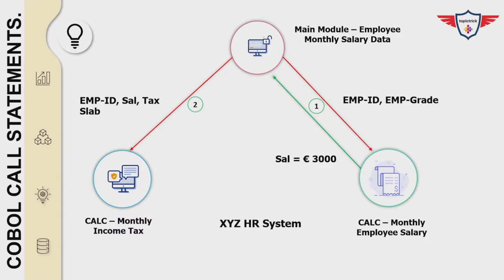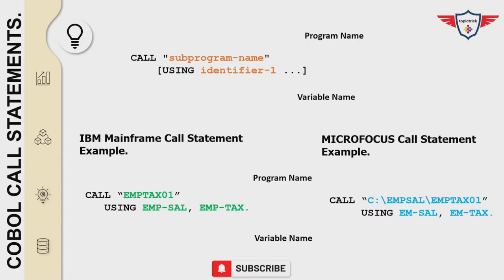Now let's focus on the COBOL call statement syntax, because the main program can only call a subprogram with the help of the call statement. The syntax of the call statement is pretty simple and straightforward. It begins with the keyword call, followed by the program name. And if you want to pass any value from the calling program to the called program, then you have to use the keyword using, followed by a variable name.